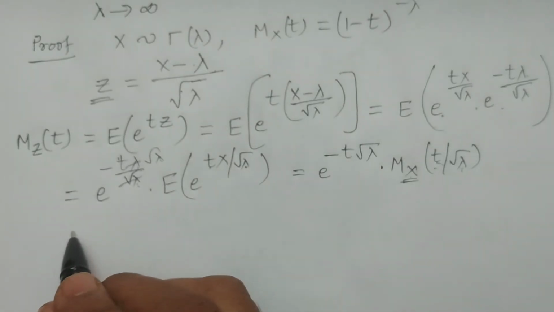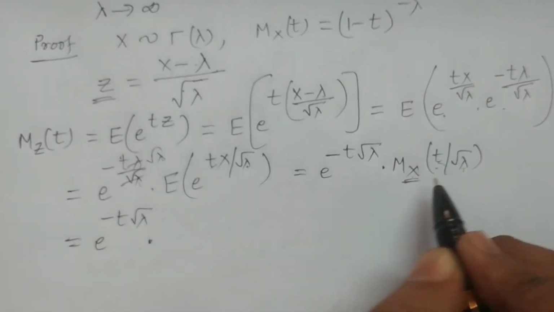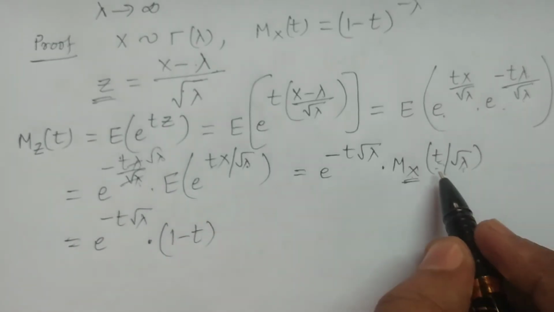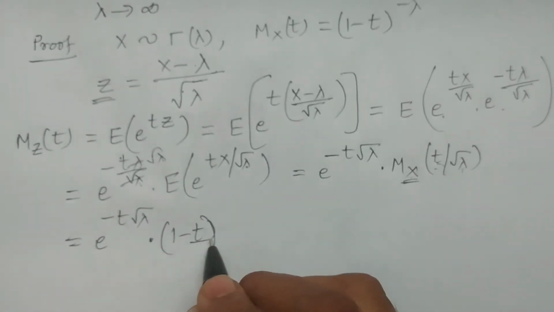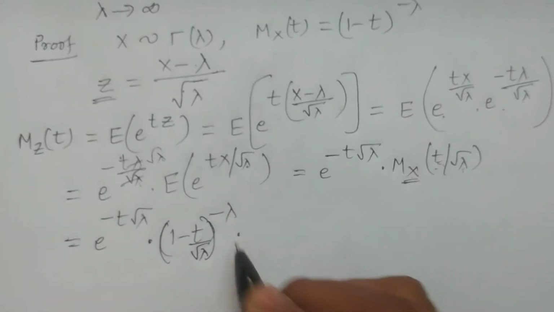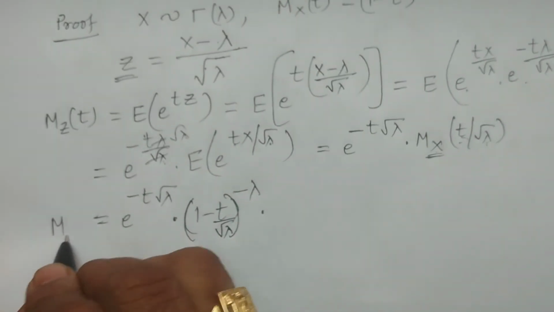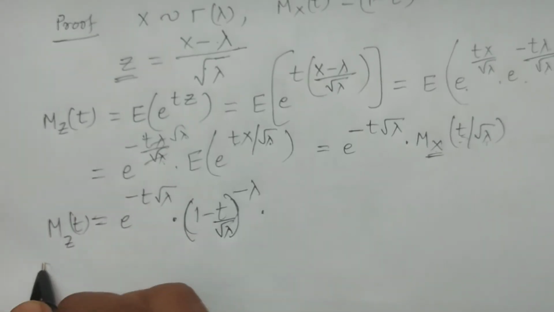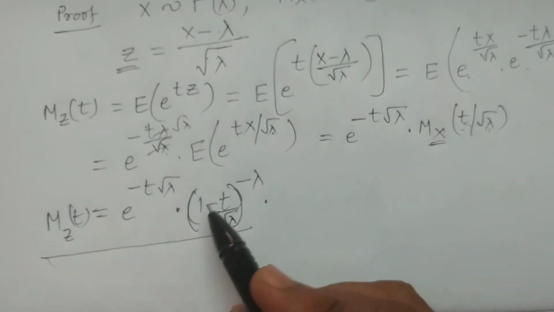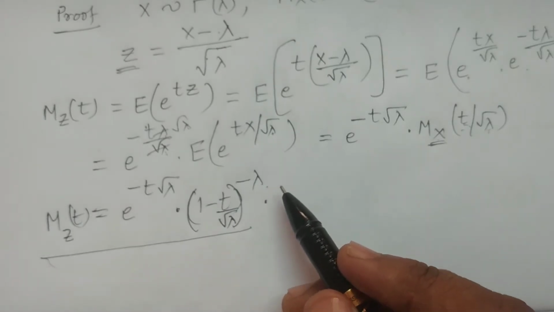So it is e^(-t root lambda) multiplied by (1 - t)^(-lambda), where in the place of t we have t by root lambda, that is, (1 - t/root lambda)^(-lambda). This is the moment generating function of the standard gamma variate: M_Z(t) = e^(-t root lambda) (1 - t/root lambda)^(-lambda). Now consider logarithms on both sides.